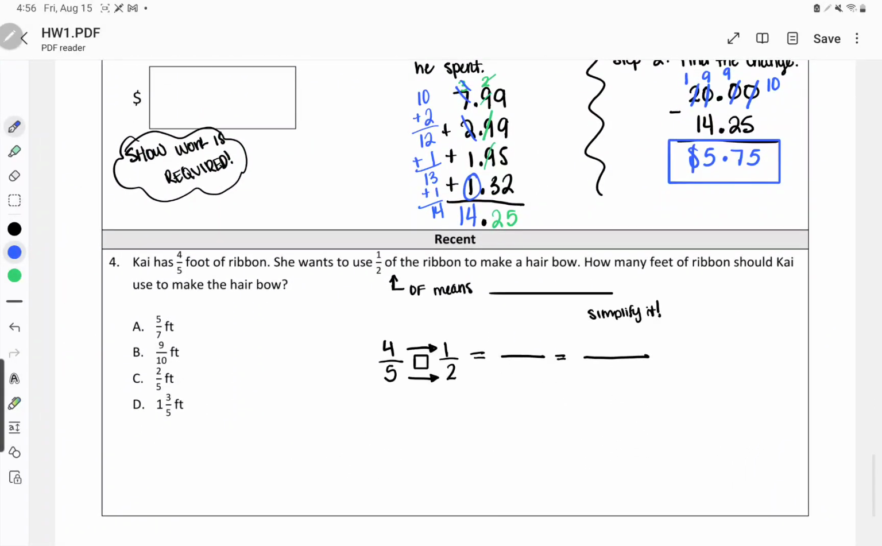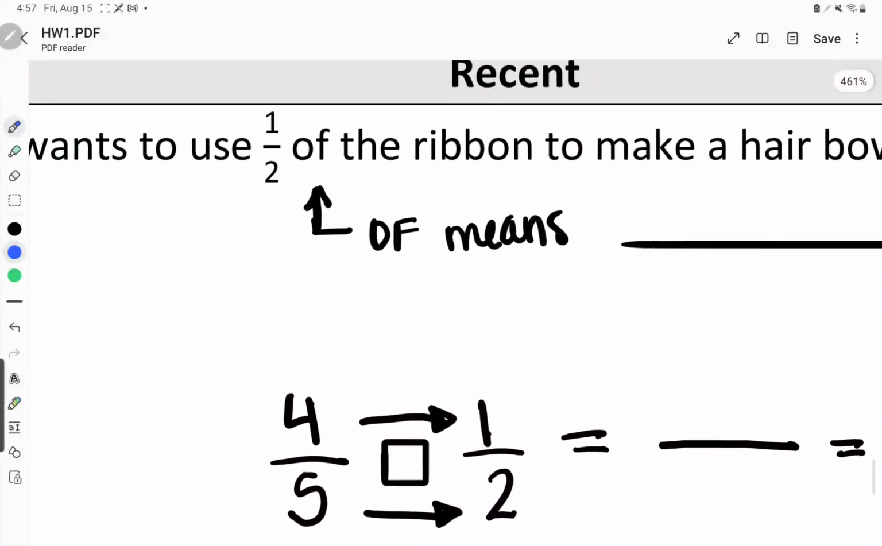Last question. Kat has 4/5 foot of a ribbon. She is going to use half of that ribbon to make a hair bow. How many feet of ribbon should Kat use to make the hair bow? Now, she is using half of the ribbon. We usually miss this key operation word right here, which is "of."